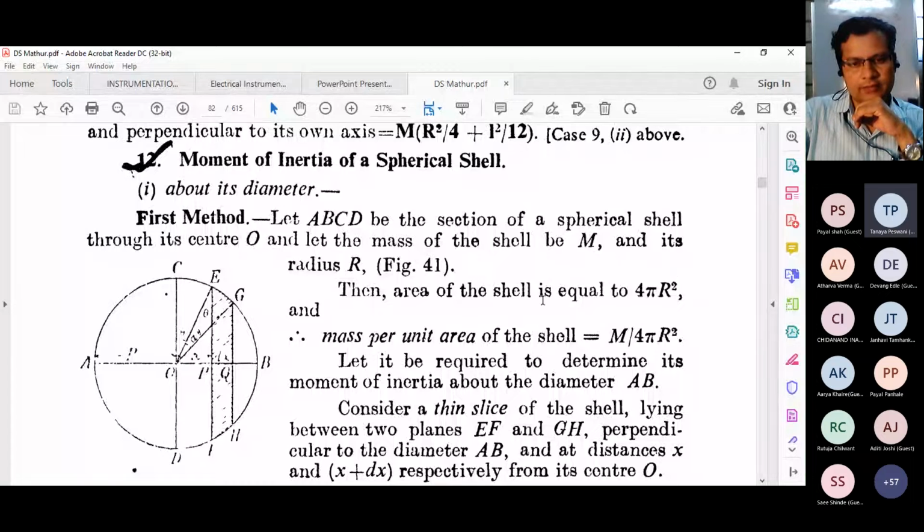Okay, thank you. So today we would like to discuss the remaining part, that is spherical shell and solid sphere.